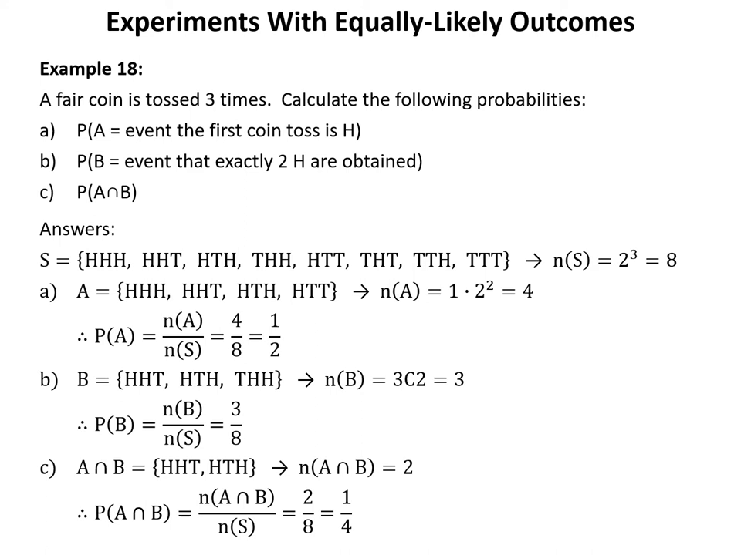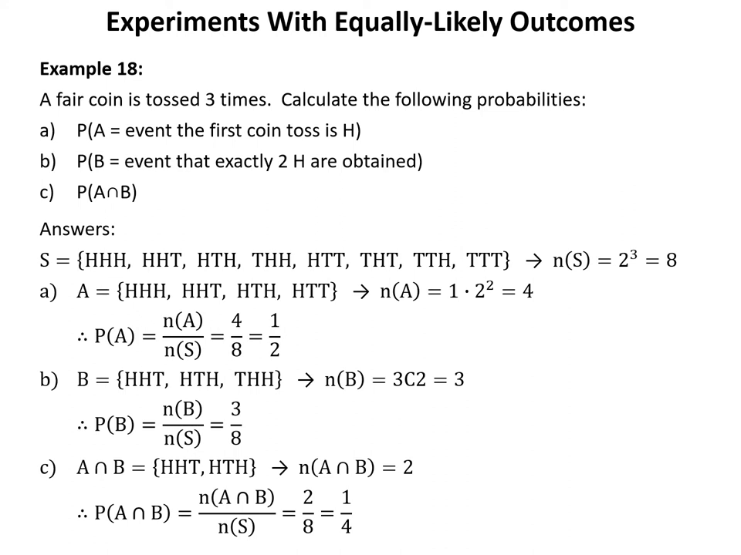Now, part B asks for the event that exactly 2 heads are obtained. There's a number of ways of working this one out. One way is to just list the possibilities. Another way is to think about it this way. If there's 3 tosses and 2 heads, then we have a total of 3 positions from which to choose 2 to be heads. So one way of calculating this is to use 3 choose 2, which works out to be 3. And you can see that heads, heads, tails; heads, tails, heads; and tails, heads, heads are the only ways of getting exactly 2 heads. So the probability of event B equals 3/8.